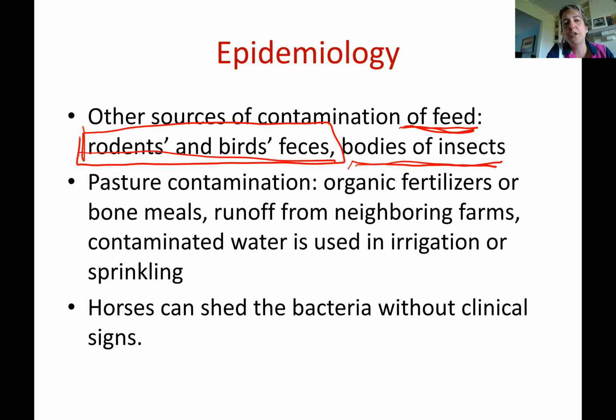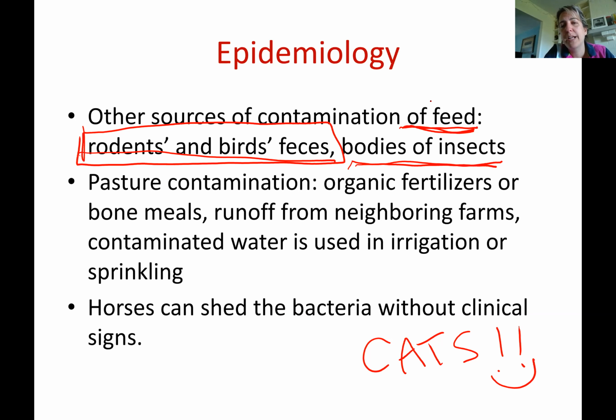So what do you do? I mean, you can put traps everywhere, but my go-to for rodents and birds, and you guys are going to know what I'm going to say, is cats. Cats are awesome, because they keep the environment of the barn really, really clean. So that's the other way that you can contaminate the feed.